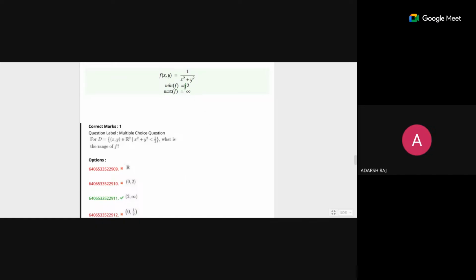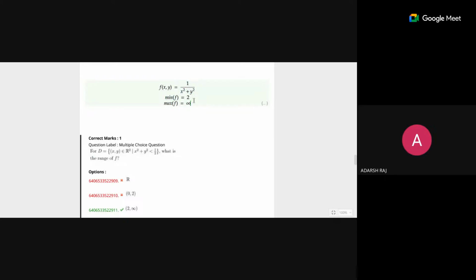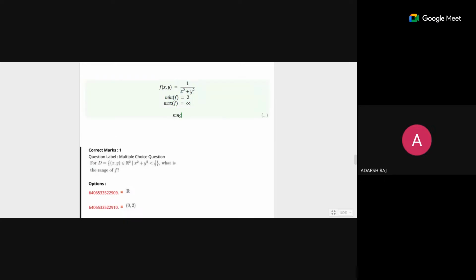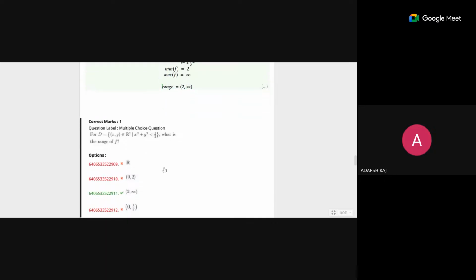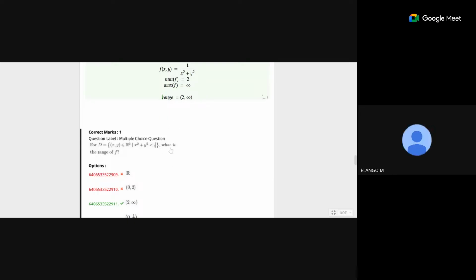And both are not included, which means the range of this function will be 2 to infinity. Anyone has any doubt?